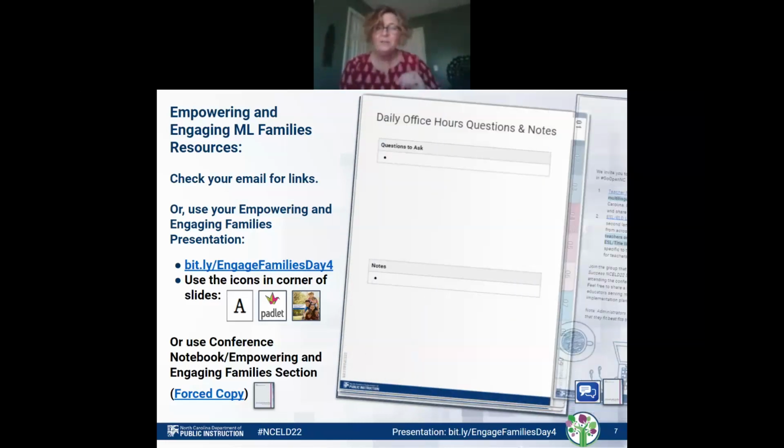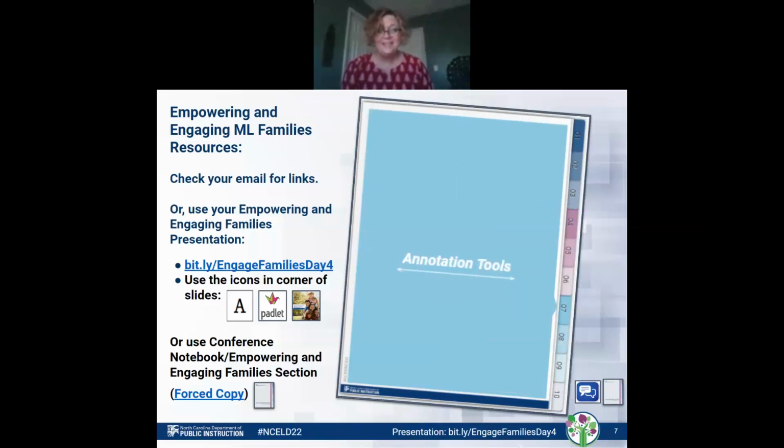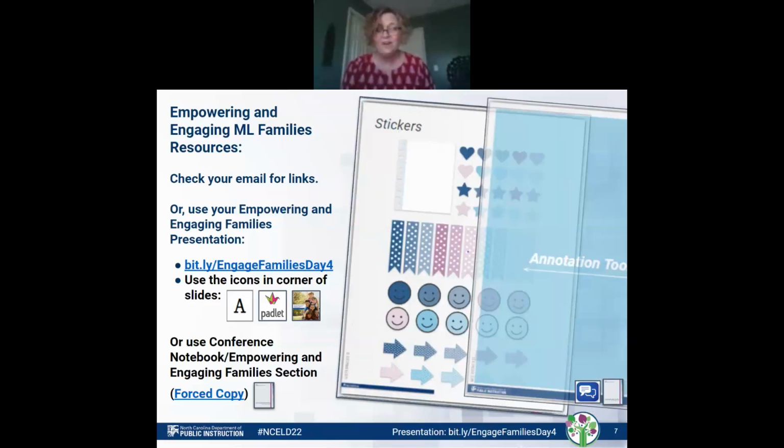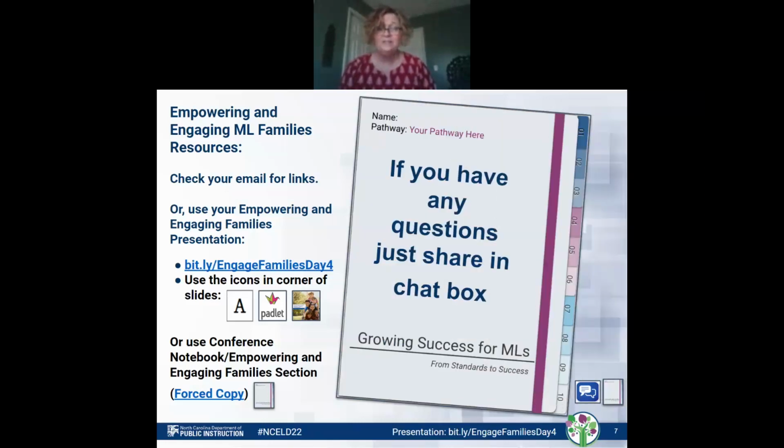And then next, there will be a place for you to make notes today when you come for your daily office hours. Maybe you put down someone's email address or a link that you want to refer to later. And then finally, I believe there are some annotation tools, and they will look like the following: smiley faces, arrows, tabs, ways for you to actually keep up with the information from today. And then if you have any questions, Tim, you can click to the next slide. Please just put your questions in the chat box for us.